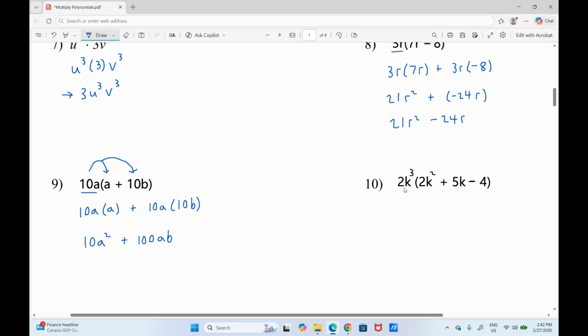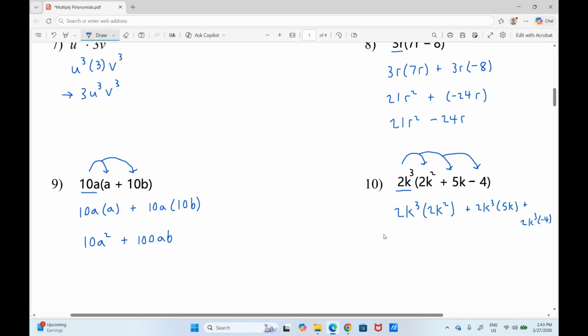Okay, here for question 10, I have 2 times k to the exponent of 3. I'm going to multiply that into my 3 terms here. So I'm going to have 2k to the exponent of 3 times 2k to the exponent of 2 plus 2k to the exponent of 3 times 5k plus 2k to the exponent of 3 times negative 4.